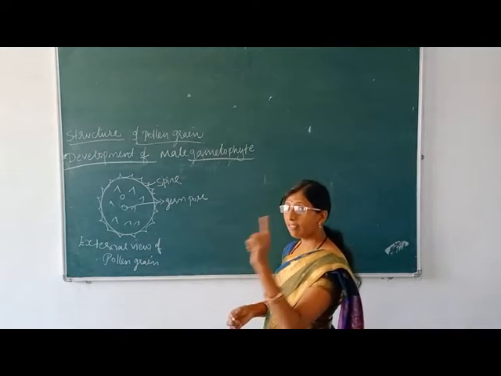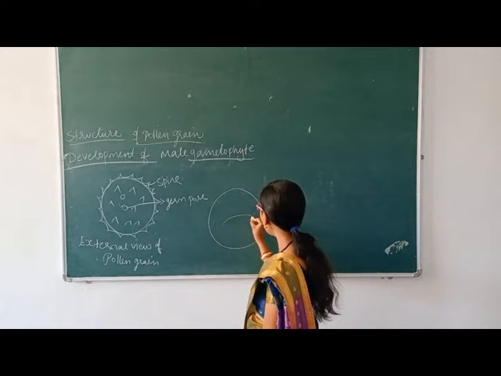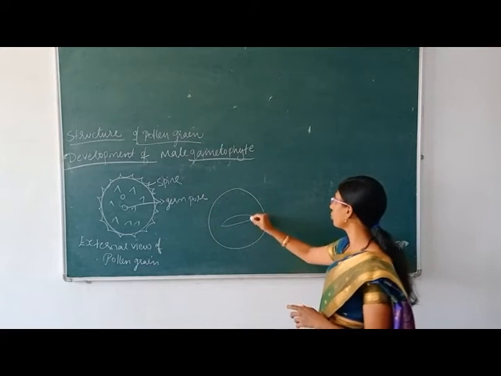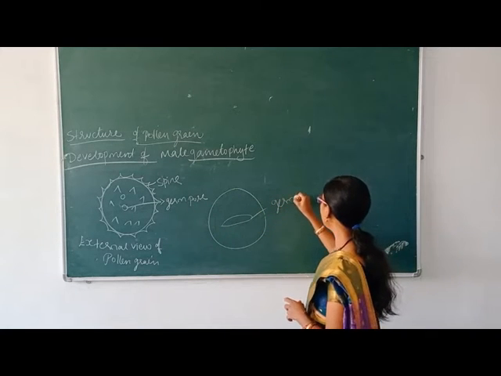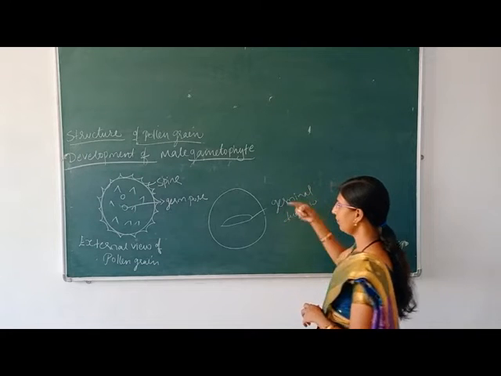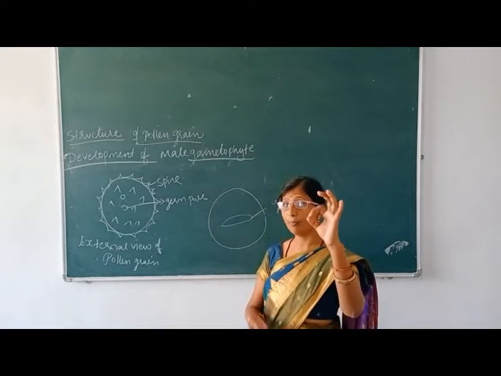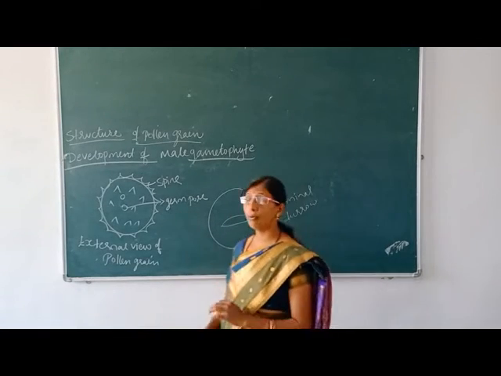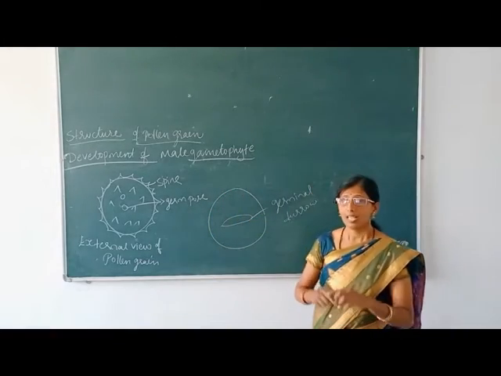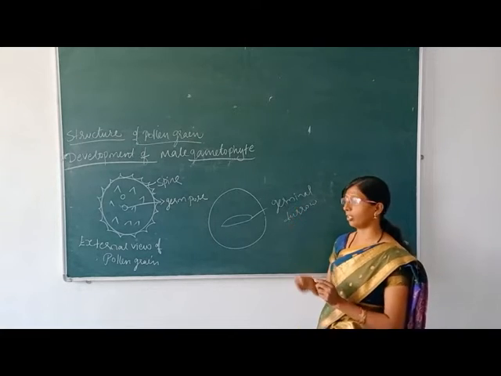If the pore or aperture is spherical or round in shape, it is called a germ pore. If in some pollen grains the pore or aperture is elongated, then it is called a germinal furrow. This is the external view of the pollen grains. If the germ pore or exine pore is round, it is called a germ pore. If it is a spindle-shaped aperture, it is called a germinal furrow.